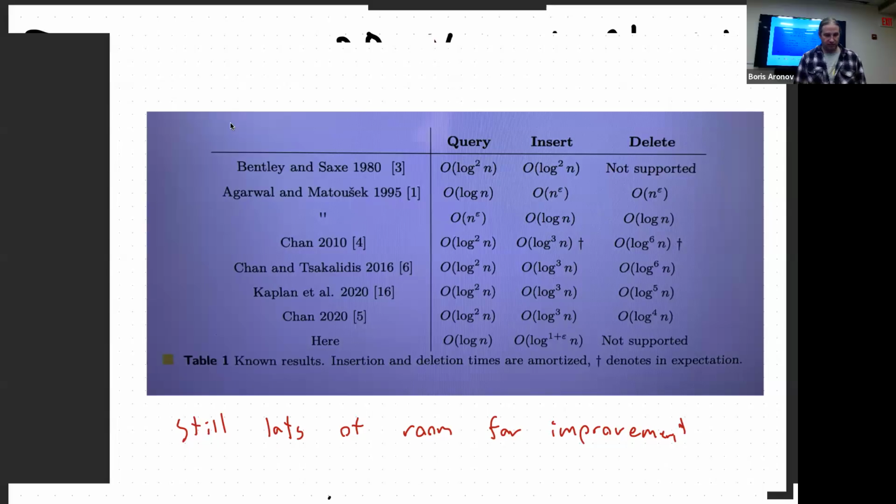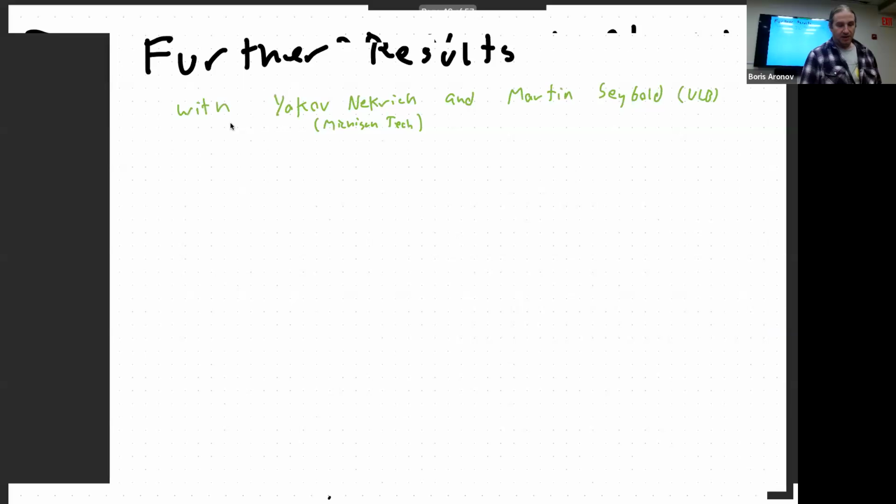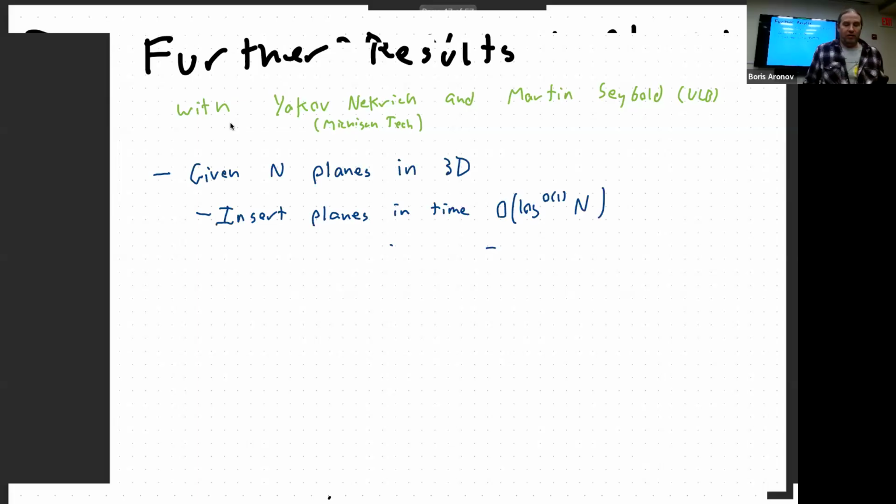So still lots of room for improvement. Let me talk, at a high level, about some further results since this paper was published. Yakov came and visited in the fall, and we worked all fall with Martin Seybold, who's a postdoc with me. And we were able to generalize this to the following.